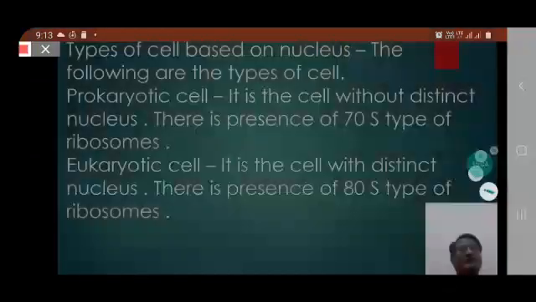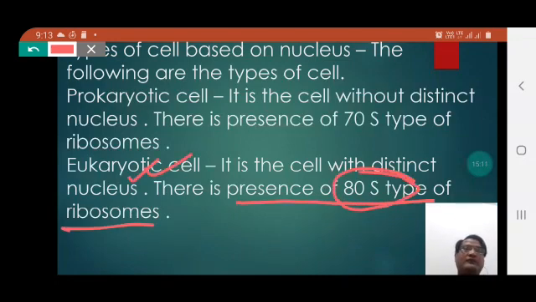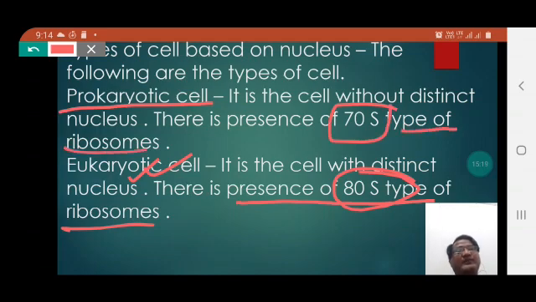There is presence of 80S type of ribosome in the eukaryotic cell. So students, because the prokaryotic cell is the primitive type of cell, that is why 70S type of ribosome is present in the prokaryotic cell, whereas because the eukaryotic cell is supposed to be the modern cell, that is why 80S type of ribosome is present in the eukaryotic cell.